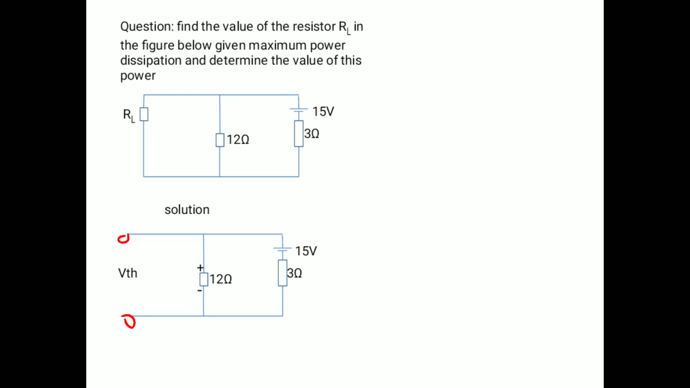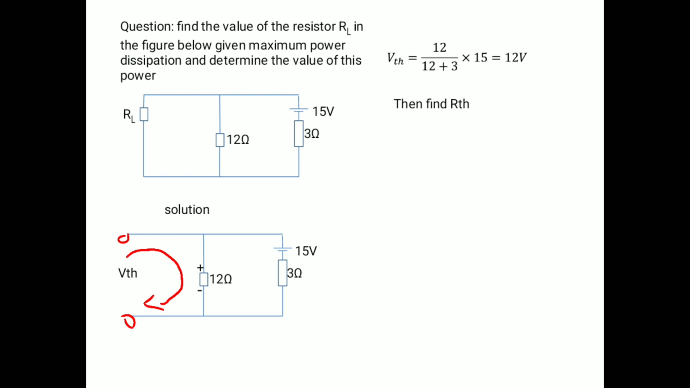So I can simply use the voltage divider rule to find the voltage across the 12 ohm resistor. Because obviously my VTH, the only voltage in this circuit, is the voltage across the 12 ohm resistor. So if we continue, you can see there that the VTH, according to the voltage divider rule, is 12 over 12 plus 3 times the total voltage, which is 15. And that is giving us 12 volts. So my VTH is 12 volts.